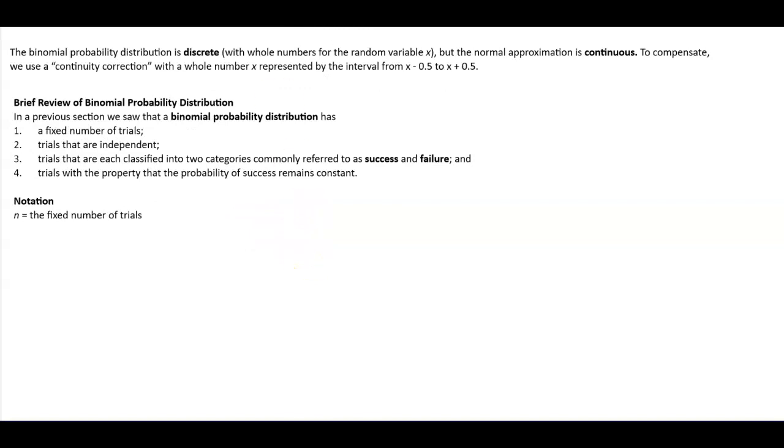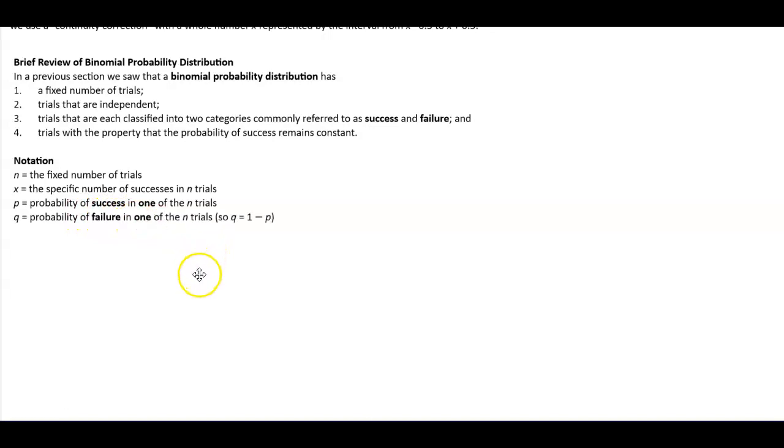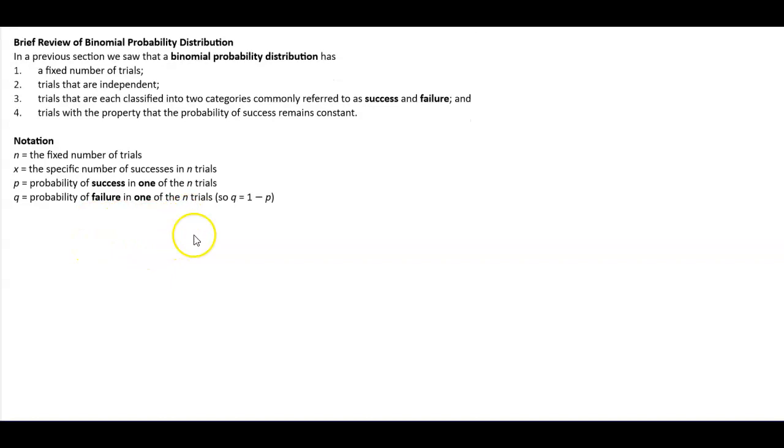Now here's the notation. n represents the fixed number of trials. x represents the specific number of successes in n trials. p is equal to the probability of success in one of the n trials. And q is equal to the probability of failure in one of the n trials. So remember that q is equal to 1 minus p.